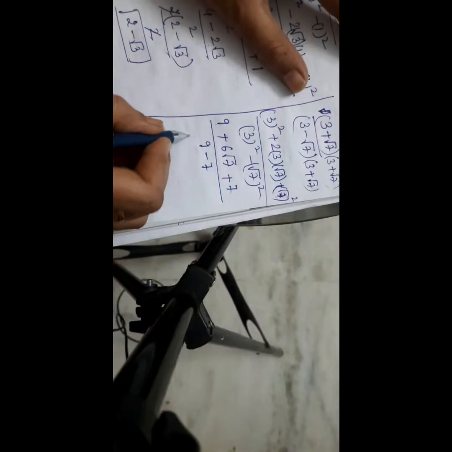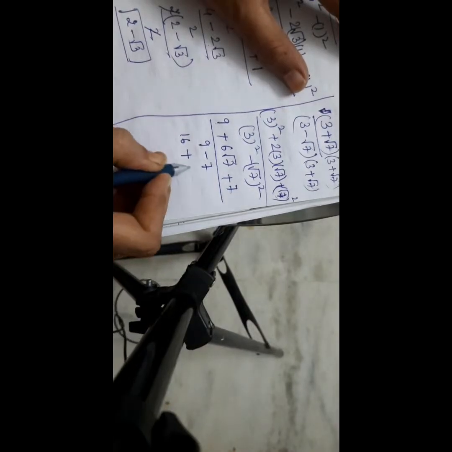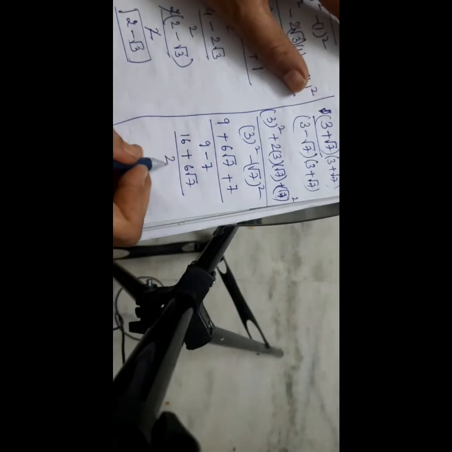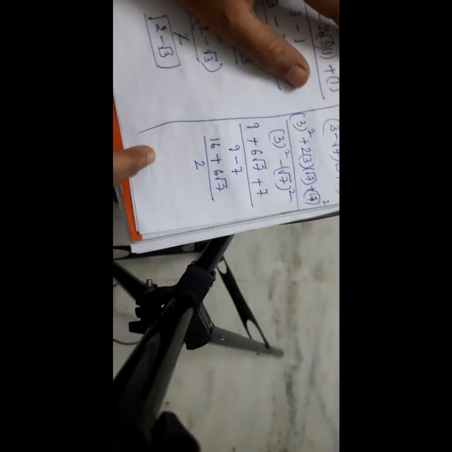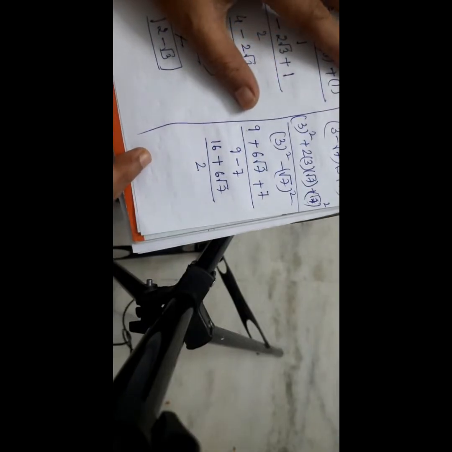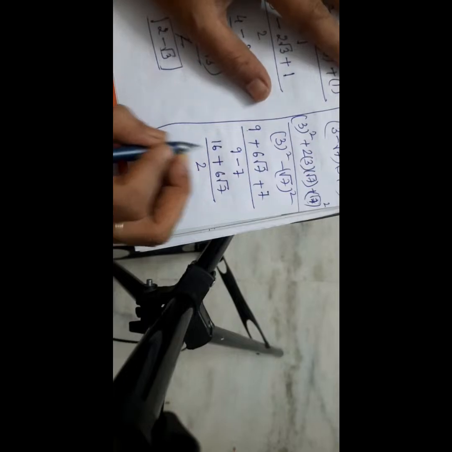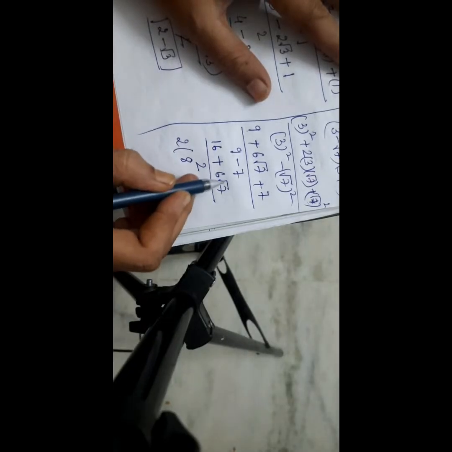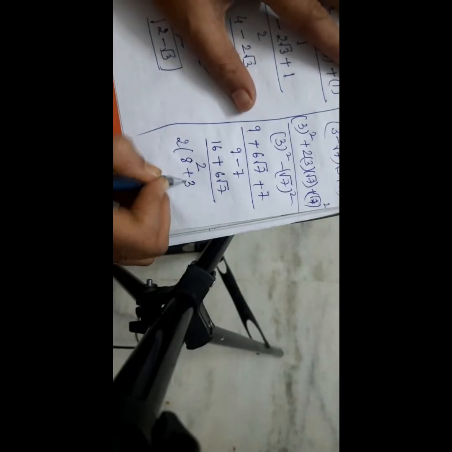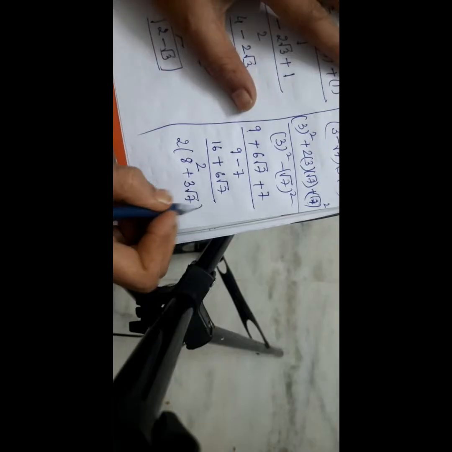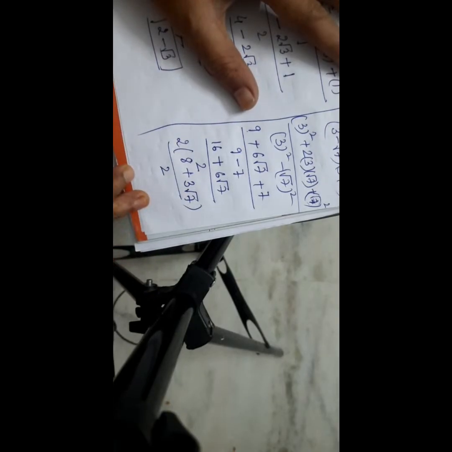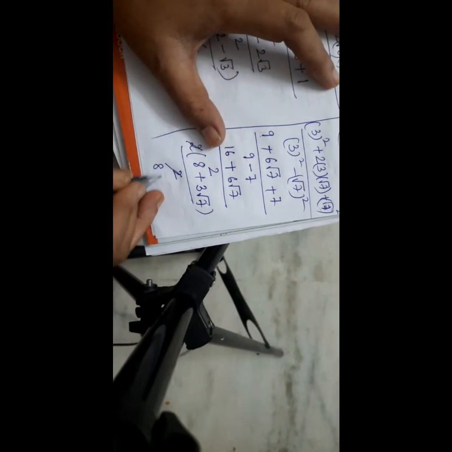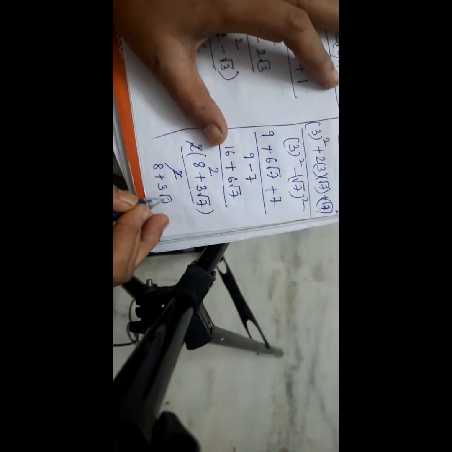9 plus 7 is 16, plus 6 root 7. 9 minus 7 is 2. Now check if the numbers can be divided by 2. We can divide 16 by 2, so we take 2 common. 2 eights are 16. Divide the next number also by 2: 2 threes are 6 root 7. Whole divided by 2, now 2 is getting cancelled. The final answer is 8 plus 3 root 7.